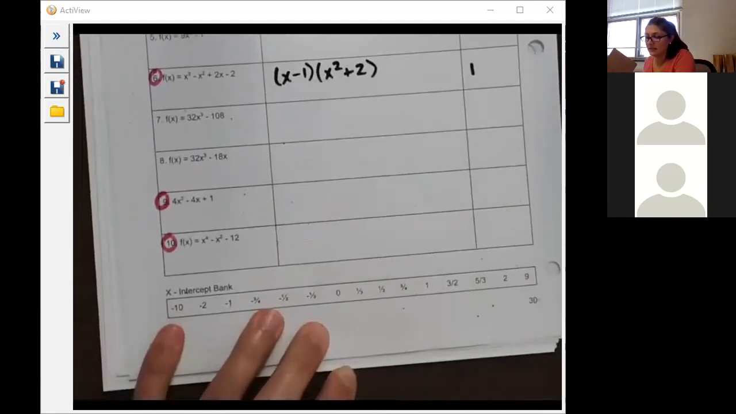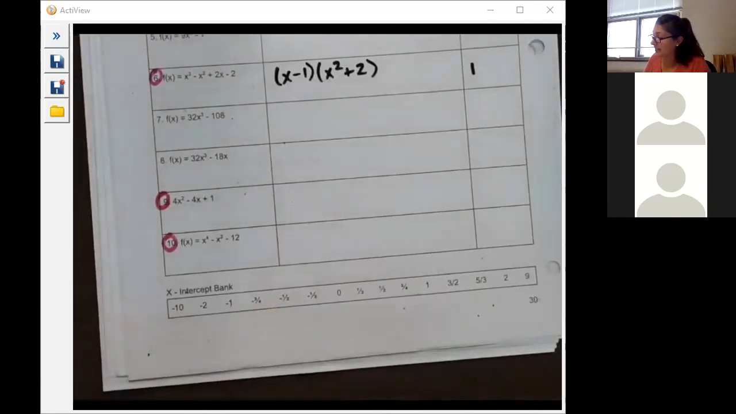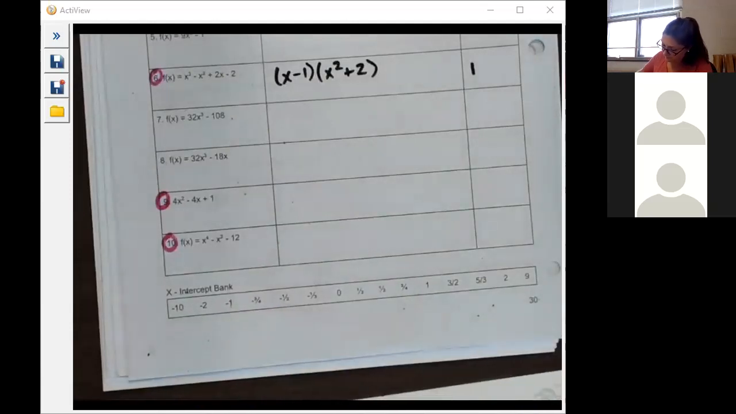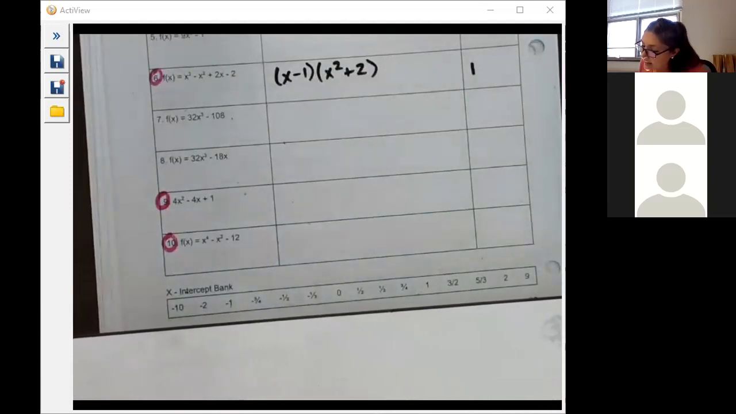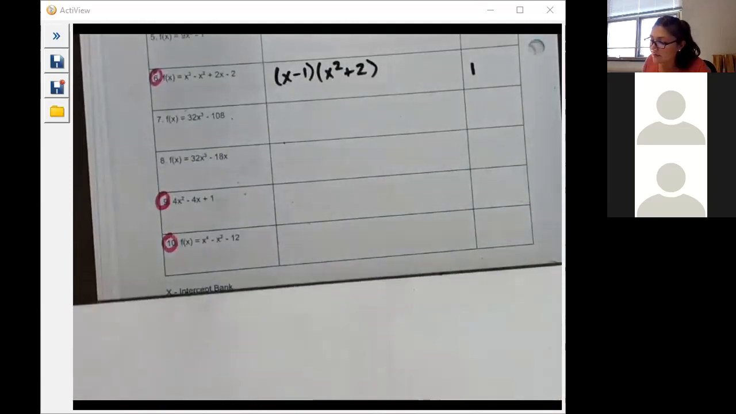The last couple we have on this page are number 9 and number 10. Number 9 is another trinomial, so we're going to use the AC method on that. And number 10, also a trinomial, so AC method for these last two.